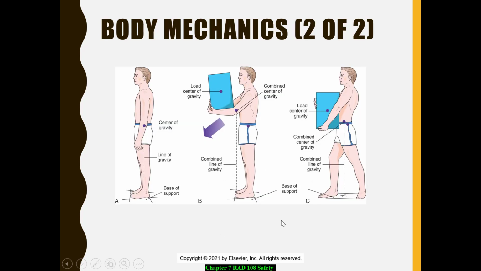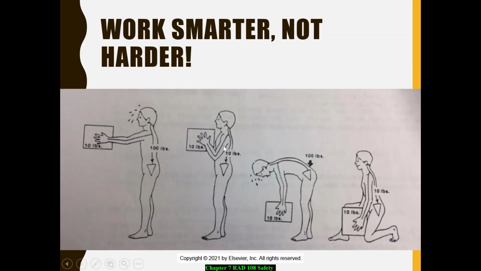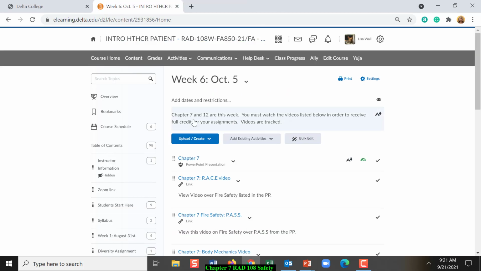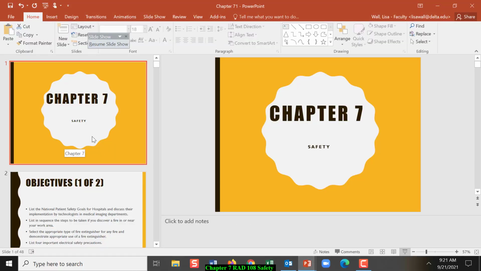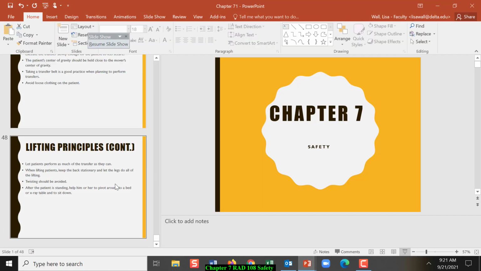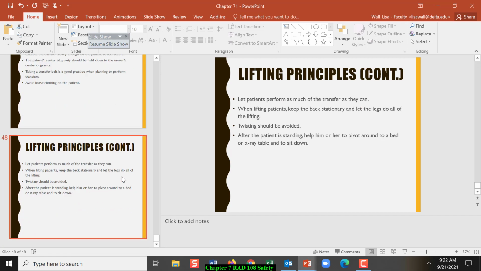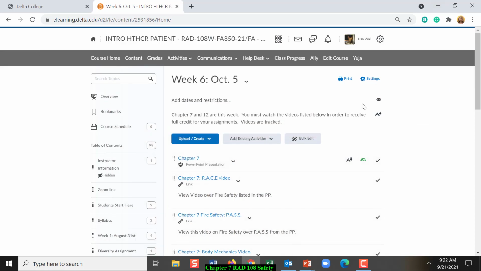So here's some examples that came from your book showing you your center of gravity and how you should stand. I do think the video that I have posted for you does a much better explanation than the pictures in your book. So that's why I have them posted and am telling you that you need to view those. So take a look at your book in regards to that and learn those proper lifting principles so that you can keep yourself safe when you're out there.